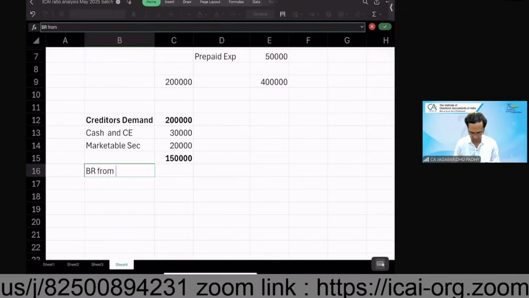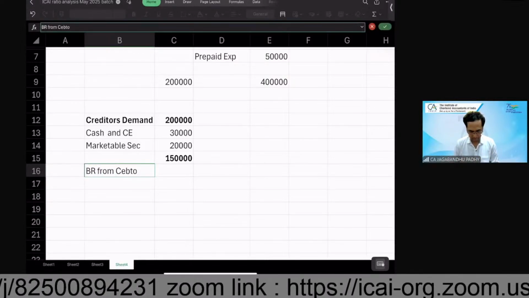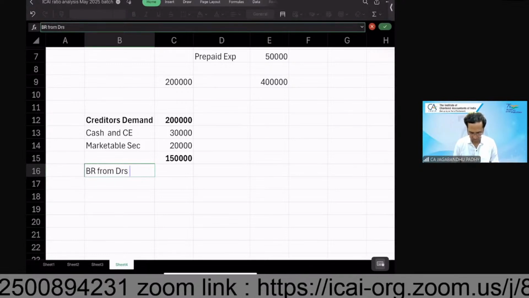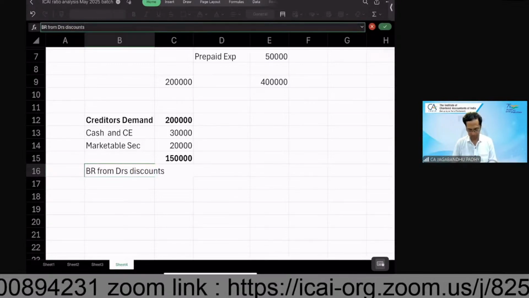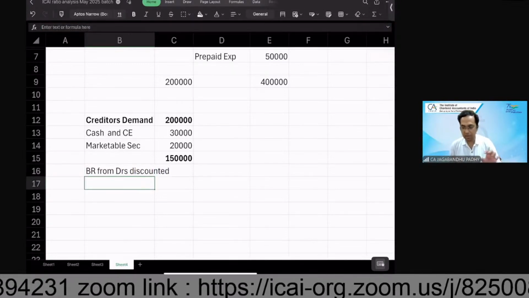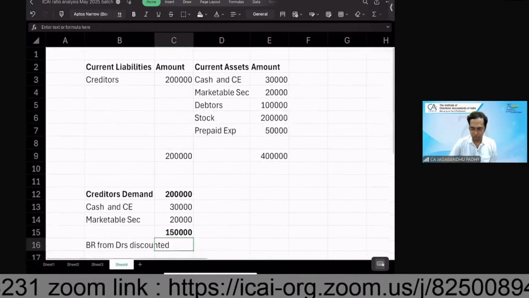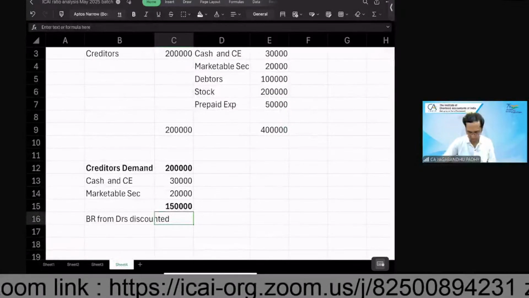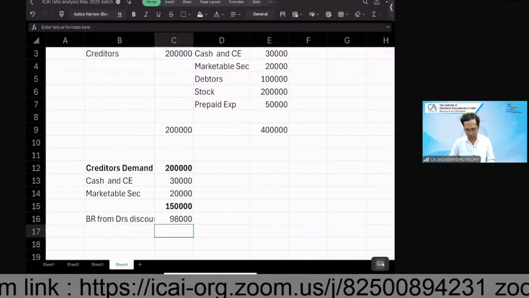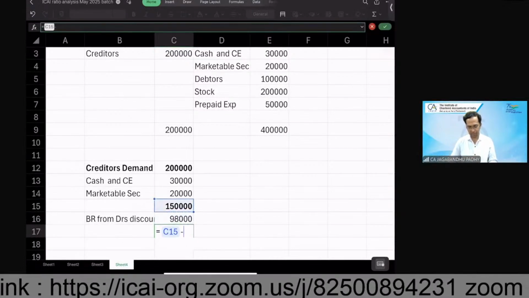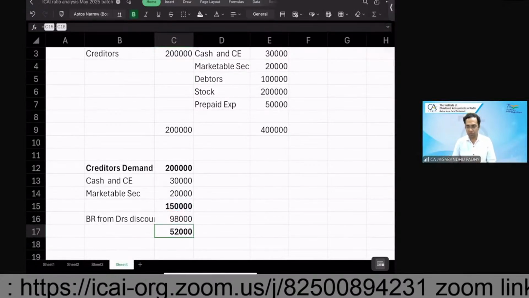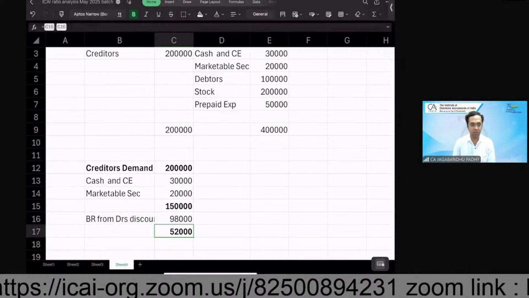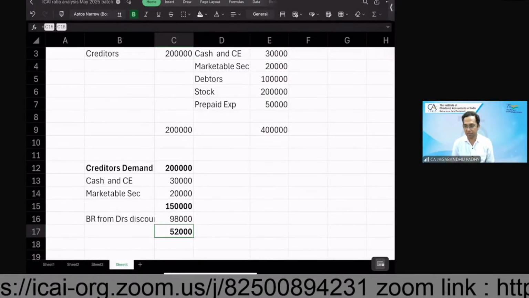So bill receivable from debtors is, let's say, discounted. So we discount the bill receivable. Sorry, debtor is 1 lakh. So let's say after discounting, we receive 98,000. Still we have 52,000 balance yet to be paid to the creditors.